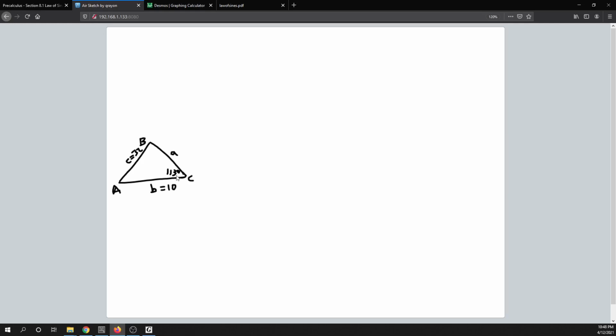Okay, and so we can see that we're given this angle and these two sides. And the angle is not in between the two sides that we're given. That would be angle A, but we're given angle C. So we're definitely in the side-side angle case. All right, so what we want to do is to solve for the sine of one of the angles.